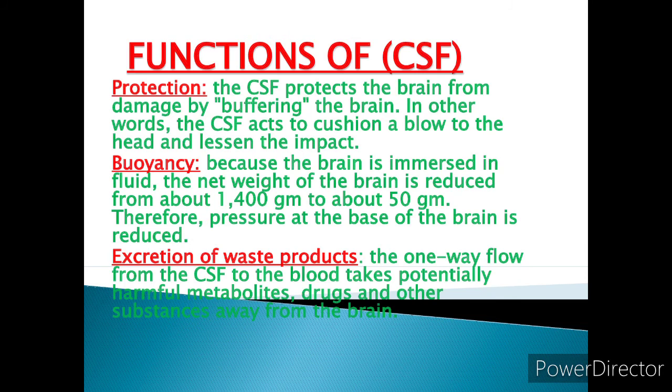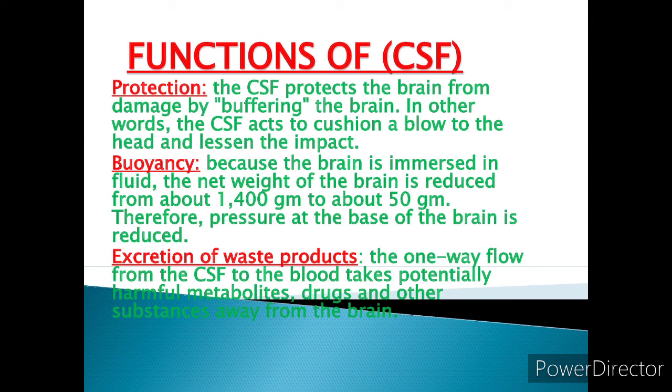So what is the function? First function is the protection. CSF supports and protects the brain and the spinal cord by maintaining a uniform pressure around these vital structures and acting as a cushion or shock absorber between the brain and the skull, and it keeps the brain and spinal cord moist.